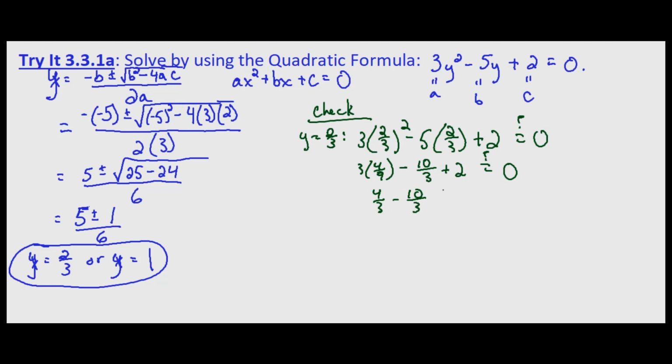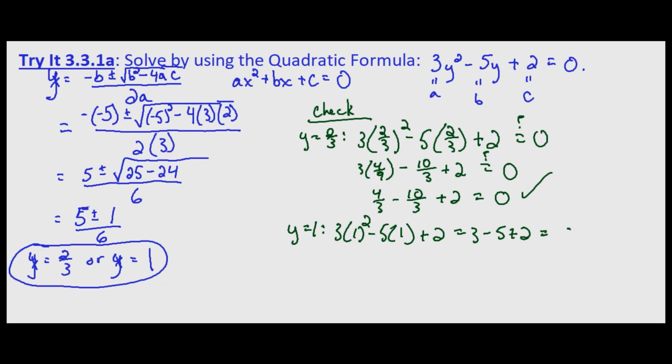And then in terms of thirds, that's going to be plus 2 equals 0. And 4/3 minus 10/3 is negative 2. It's negative 6/3, which is negative 2, plus 2 equals 0. So that solution checks. Then with y equals 1, we substitute in 3 times 1 squared minus 5 times 1 plus 2 equals 3 times 1, which is 3, minus 5 plus 2, which equals 0, because negative 2 plus 2 equals 0.